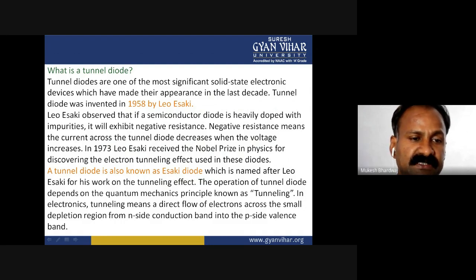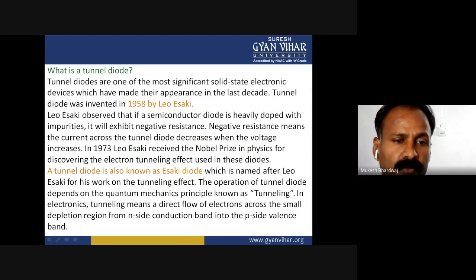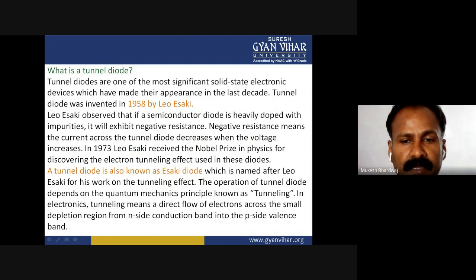Negative resistance means the current across the tunnel diode decreases when the voltage increases. So, it exhibits negative resistance basically. So, the first point to note is the negative resistance.